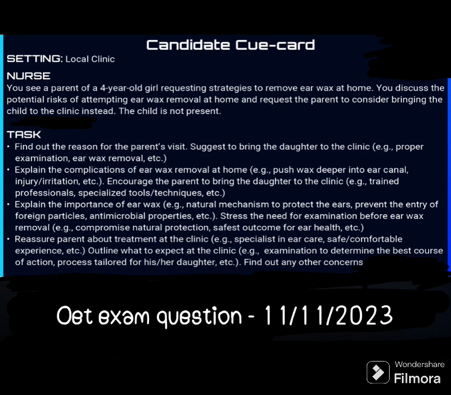Today we will see one exam question paper for speaking and the candidate cue card. It is for removal of earwax. So the setting is a local clinic and your role is a nurse. You see a parent of a 4-year-old girl requesting strategies to remove earwax at home. You discuss the potential risk of attempting earwax removal at home and request the parent to consider bringing the child to the clinic instead. The child is not present.